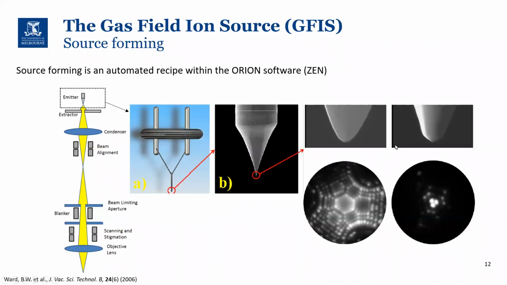Zeiss then apply a proprietary technique to form the source, whereby we extrude these atoms down into a pyramid. And this is an automated process within the software. So when we need to form a new source, we tell the software we need one, and it creates this pyramid structure. That's still not enough though. It creates a pyramid, but it doesn't give us these 3 atoms on the end. That final step we have to do manually by field evaporating the remaining atoms around the trimer.